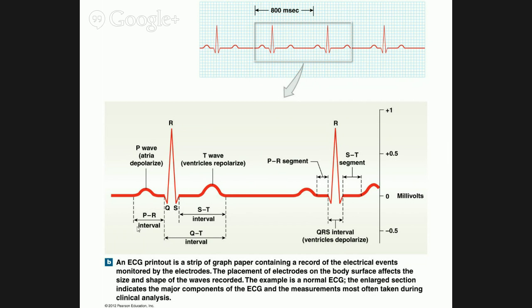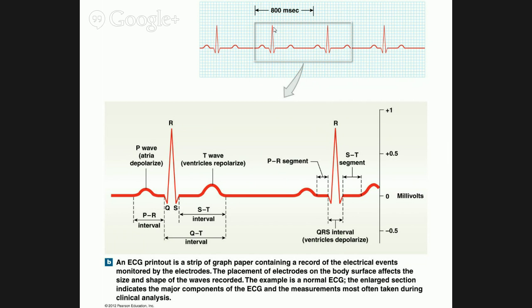I don't care too much about these things that are labeled intervals, the time points there, or the segments, more just what the different events mean. P is atrial depolarization, QRS is ventricular depolarization, and T is the ventricular repolarization. We don't have a specific thing that's the atrial repolarization because it's overshadowed by the very big QRS complex. And then it all starts over again in the next one.